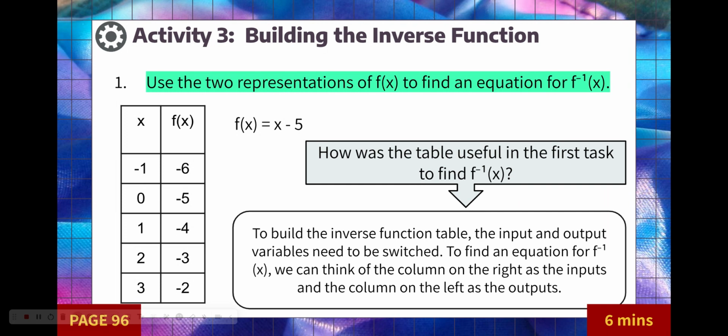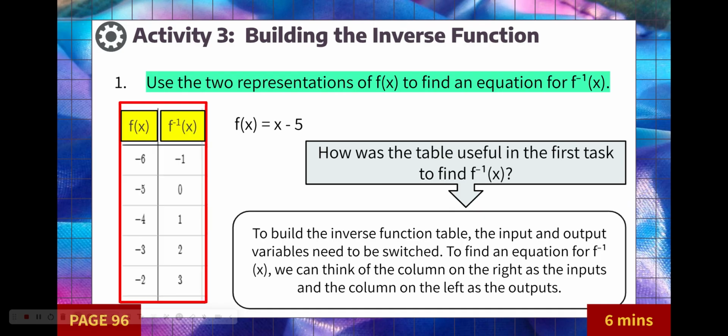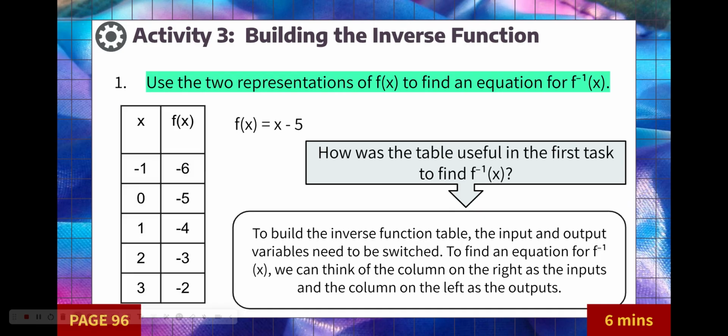Now, here's the clue. To build the inverse function table, the input and output variables need to be switched. Okay? Let me show you. Needs to be switched. Now, you are basically switching the position of the y to the x and the x to the y.